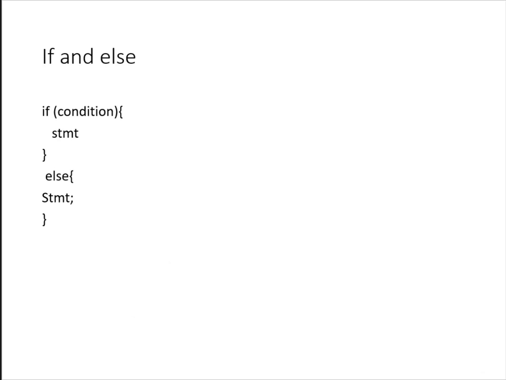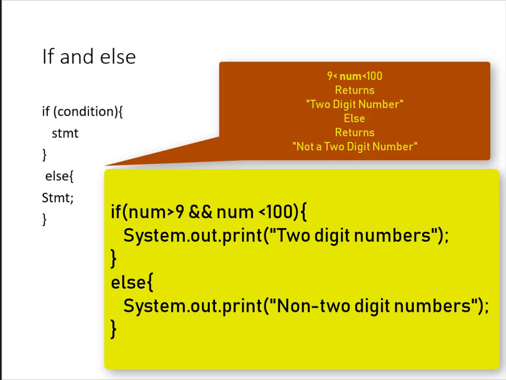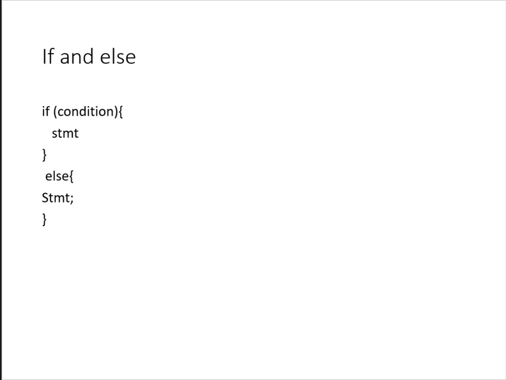Now let us identify the approach of the if and else condition. Once again I would like to continue the previous if condition statement as it is. If the given number is between 9 and 100, that means greater than 9 and less than 100, it returns a 2-digit number. Otherwise it is a non-2-digit number. It may be a single digit or more than a 2-digit number, it can be anything.